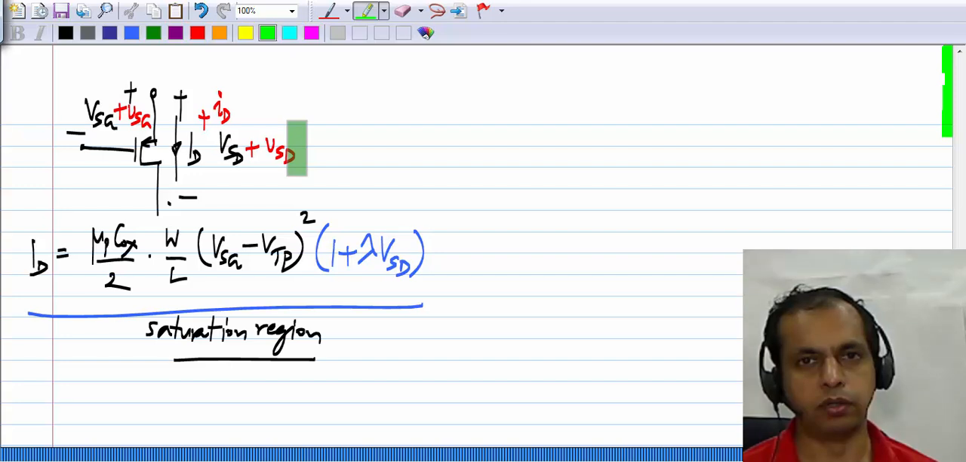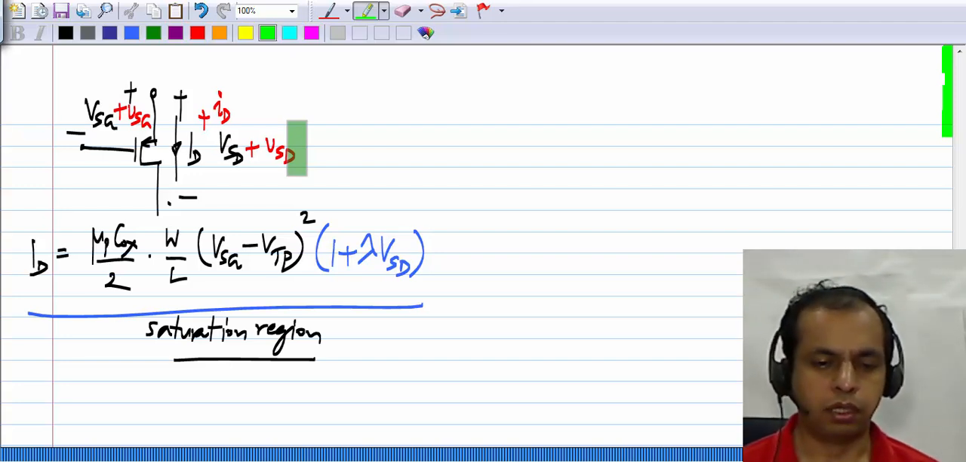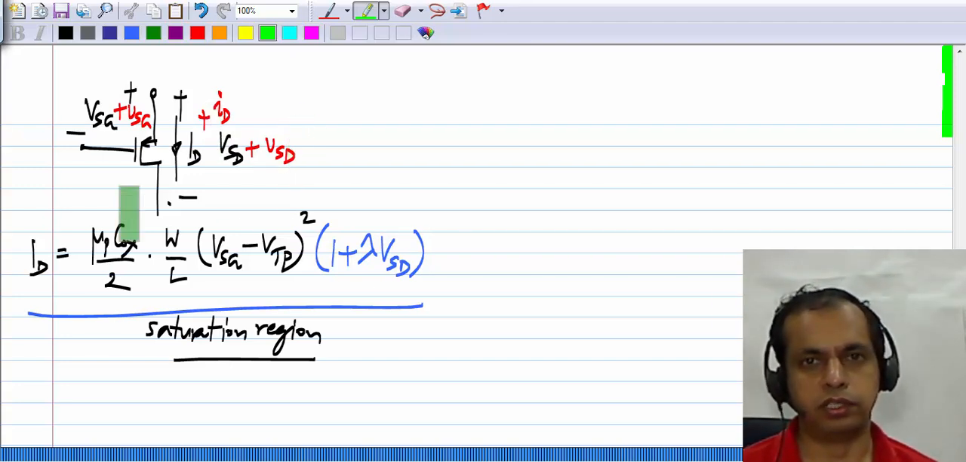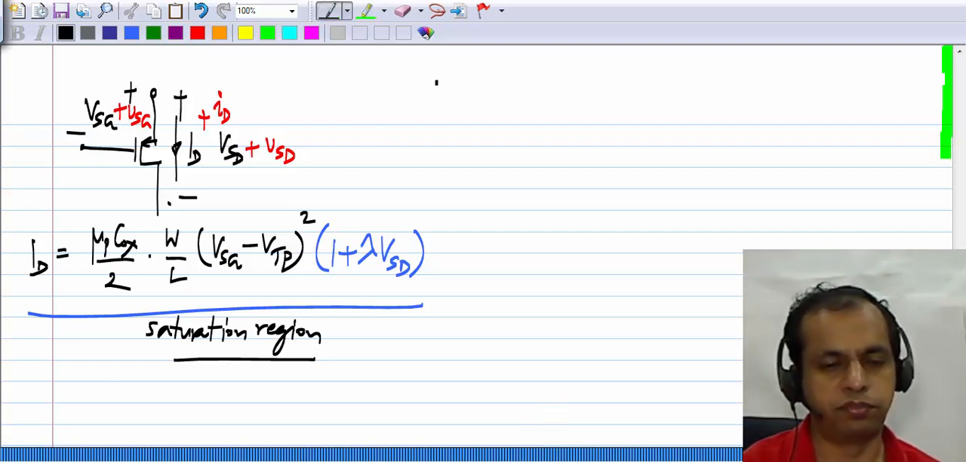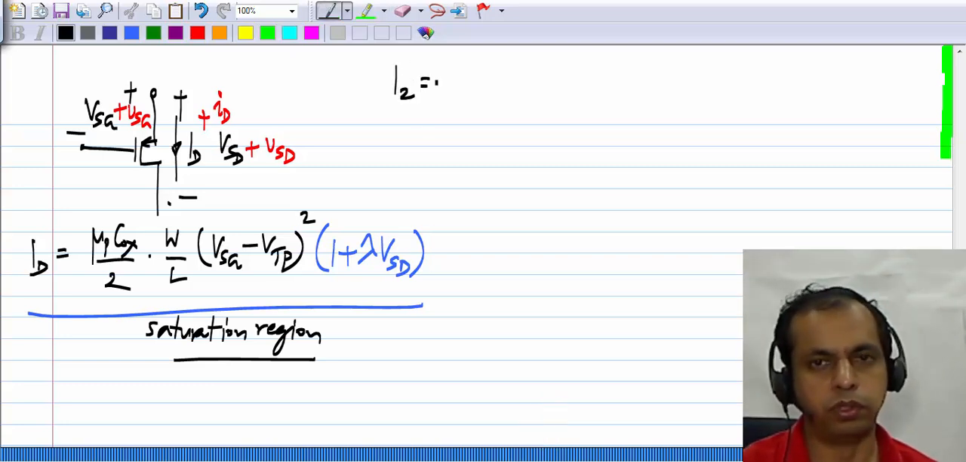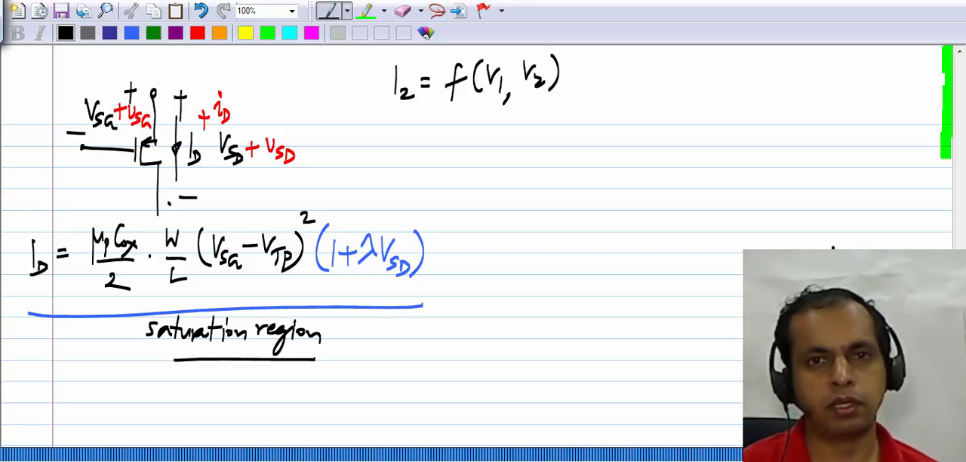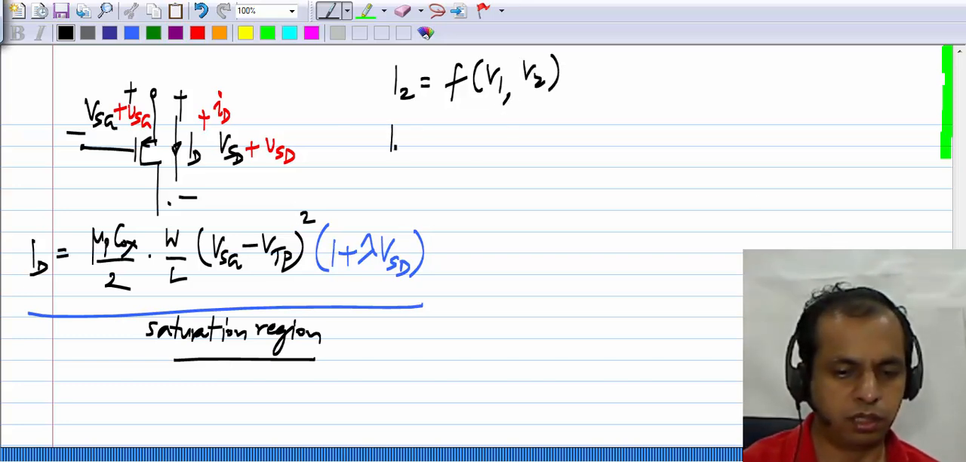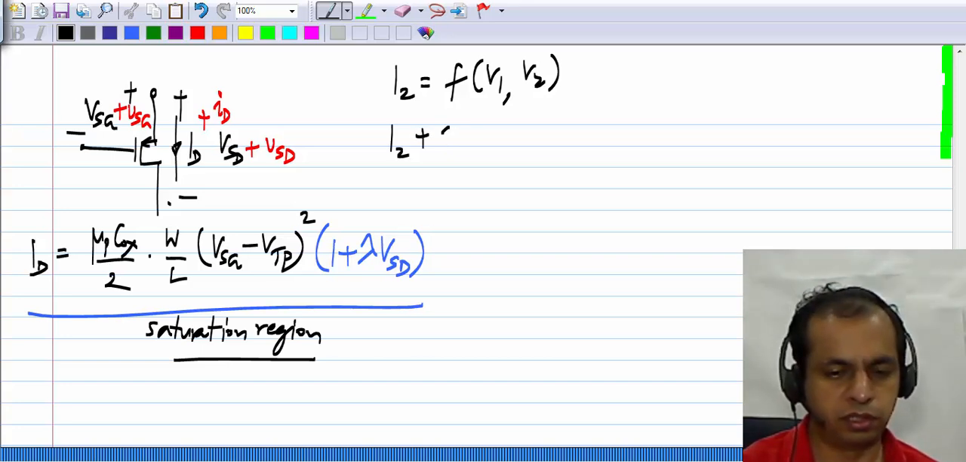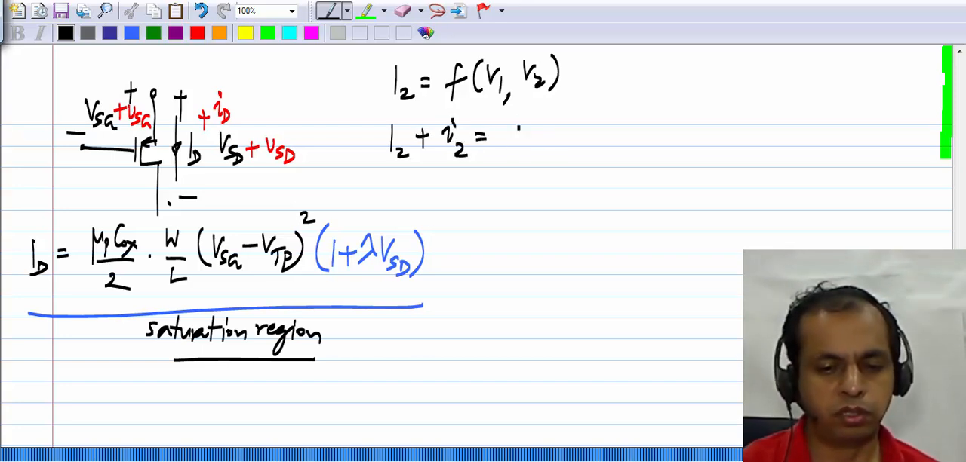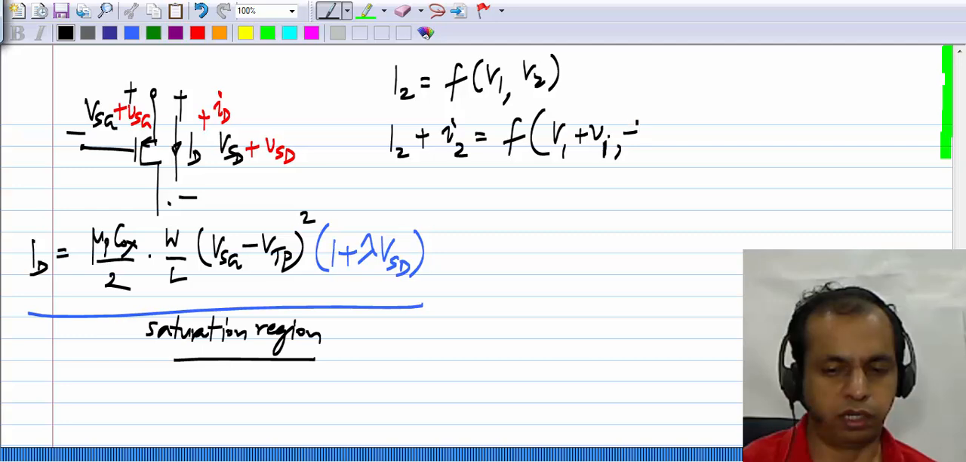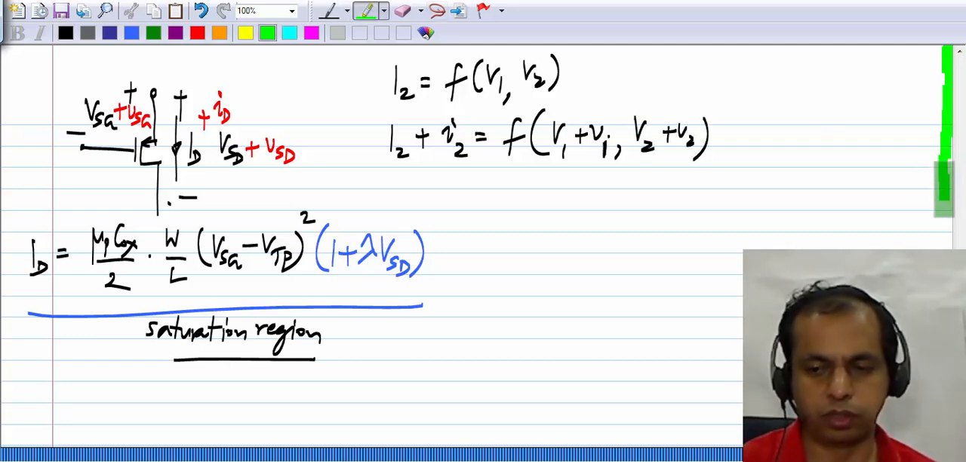The incremental model, or the small signal model, describes the relationship between these incremental quantities: lowercase id, vsg and vsd. Now we know that for a general nonlinearity, if some current, let's say I2, is a function of two voltages V1 and V2, then I2 plus an increment in I2 will of course be the same function of V1 plus an increment in V1, and V2 plus the increment in V2.